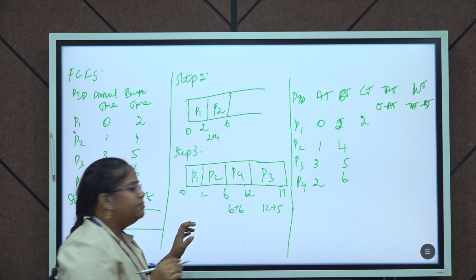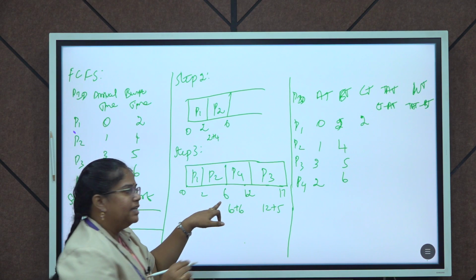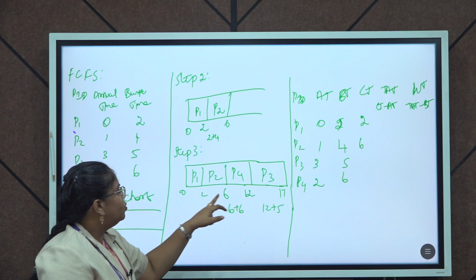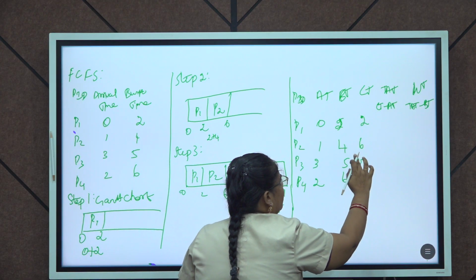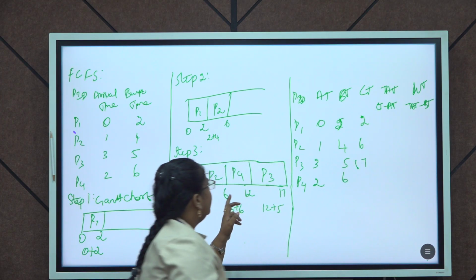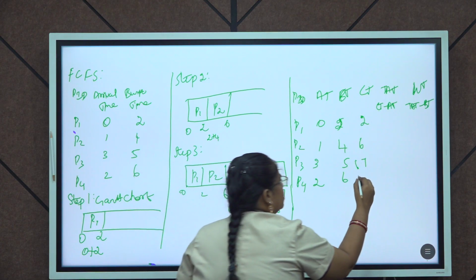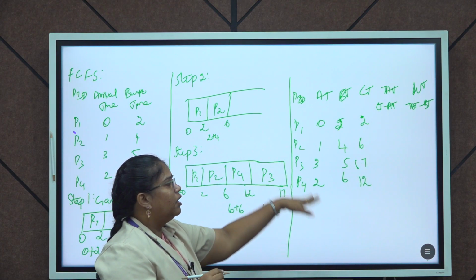Okay. Do you understand what I am saying? Then the P2 process ends with 6, so completion time is 6. Then for the P3 process, the end time is 17, so completion time is 17. Then the last one, the P4 process, ends with 12. So the last one is 12. So now we have written the completion times.